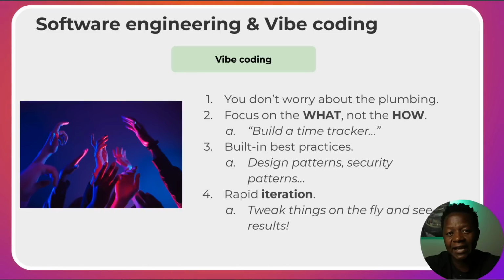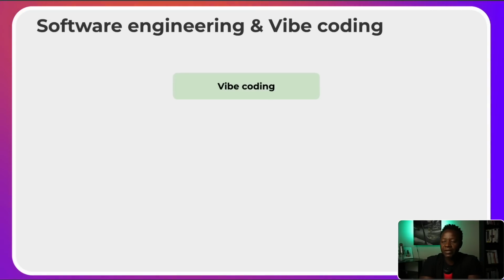So vibe coding, AI agents that write code are just tools, and so we use them. When it comes to vibe coding, this is the workflow that happens. At first we have a prompt, build me X, Y, and Z, and then there is a generation of that code that happens.